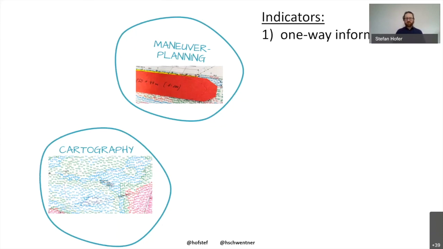So that would be an interesting question to ask. Is there actually a way back from maneuver planning to cartography? Is it like a two-way exchange? Then maybe the boundaries would be different. But if it's actually just a one-way information flow, like we saw here, that's a good indicator that these things are actually separated, bounded parts of the domain, and that we have found two candidates for boundaries here. Now that's one indicator. I'm going to give you a couple more.